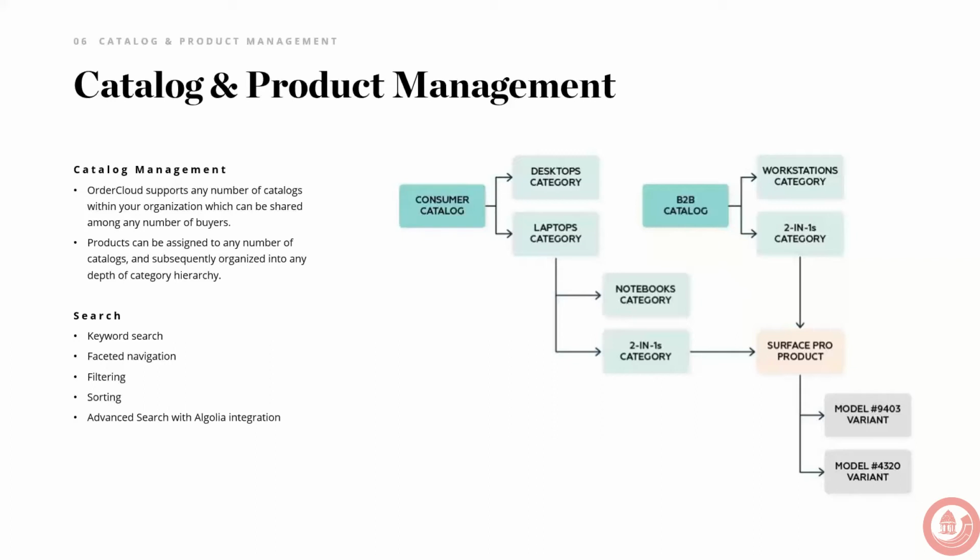Within the catalogs, you can have products shared between different catalogs and categories. In this case, for example, you see this product over here, the Surface Pro, is part of a B2B catalog, as well as a consumer catalog. And then it's part of different categories as well. This is really powerful because, again, we can control pricing. You have the same product, but if you're selling it to a business customer, you have different pricing compared to an end user.